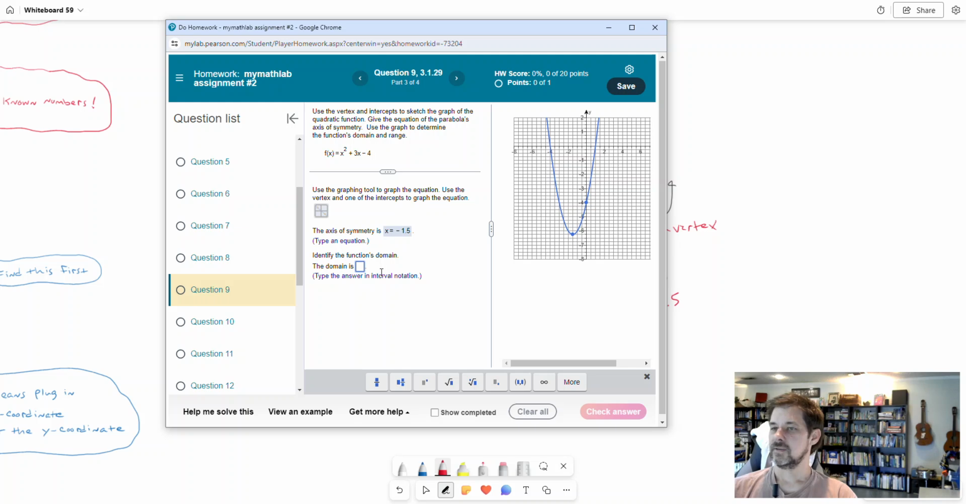What about the domain? Well, the domain of a parabola is always -infinity to infinity. If you want to know the reason, the domain signifies all the possibilities for x. This graph will continue to go upwards forever. It will get wider and wider. It will cover the entire x-axis, spanning it as it keeps going up and getting wider.